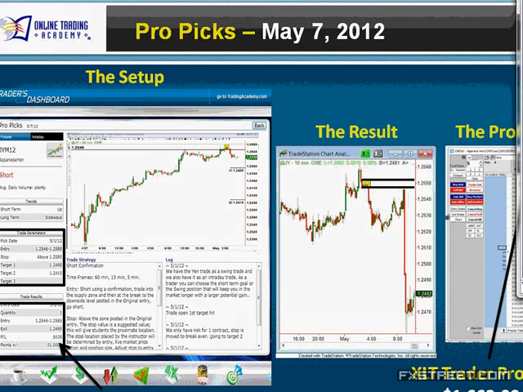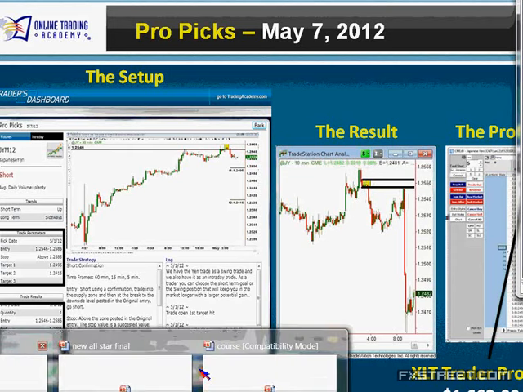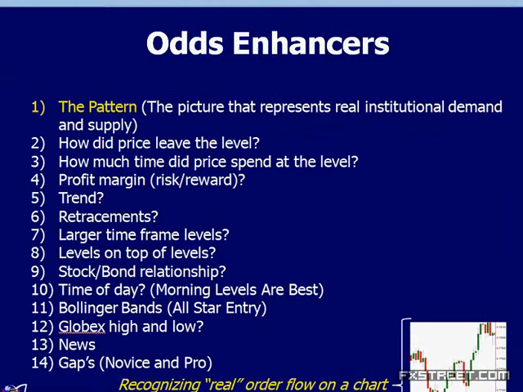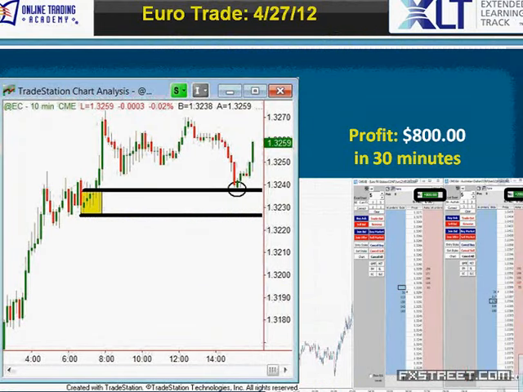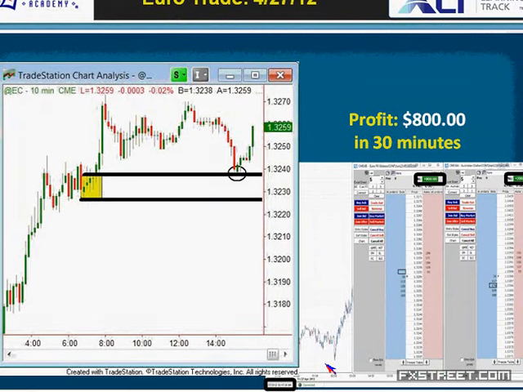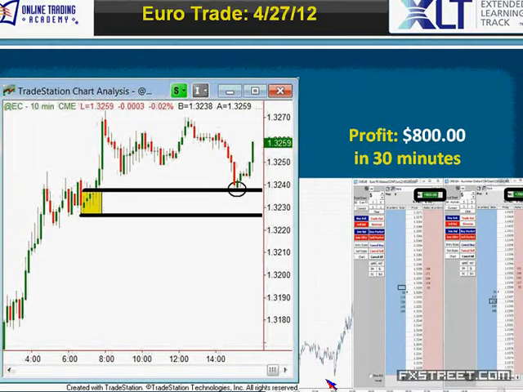All right, so let's move on here. We've covered like 3 or 4 odds enhancers. I want to talk about another one here. Got a few examples here. Let me see if we can find one. Just a second. Let me go to the live market. There's one more I wanted to cover.